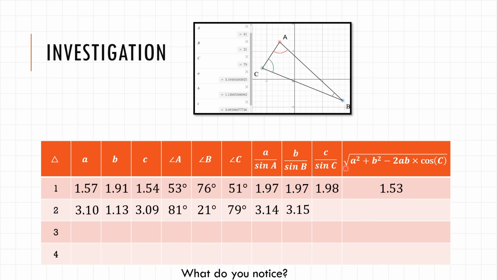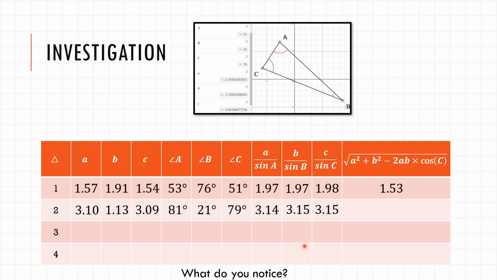So that would give me 3.1478, which we would round again to 3.15. And so these are our three values here: a over sine a, b over sine b, c over sine c. And the last column that we have to fill out is this large expression here, the square root of a squared plus b squared minus 2ab times cosine of c. And notice this c is a capital letter. That means we're going to use the angle, not the side length.